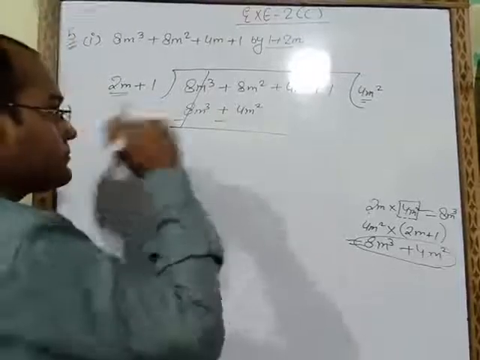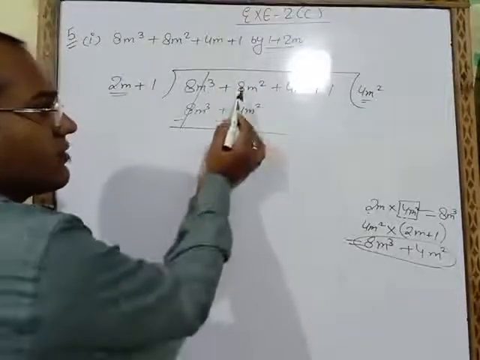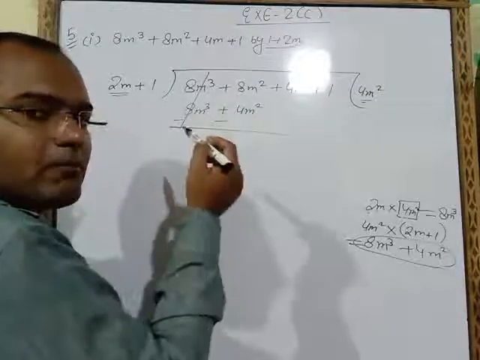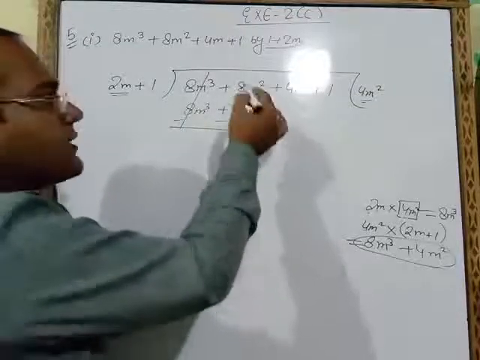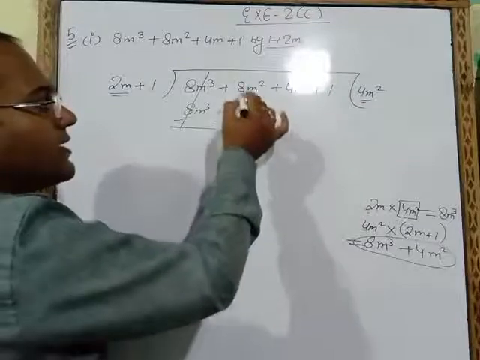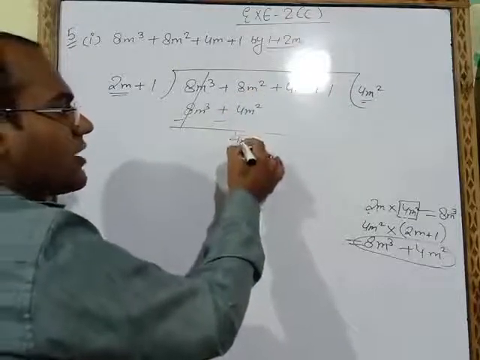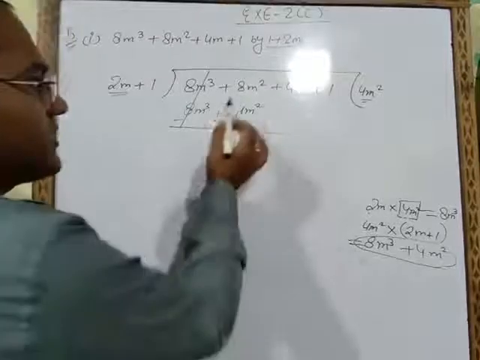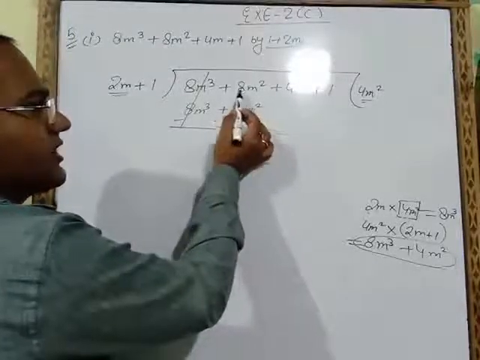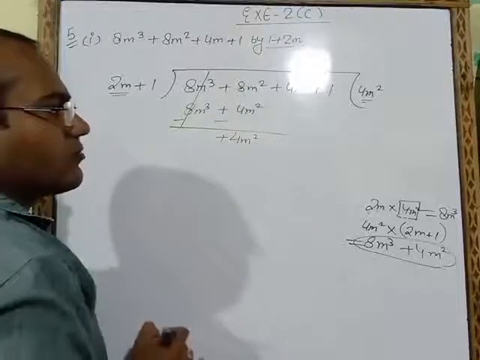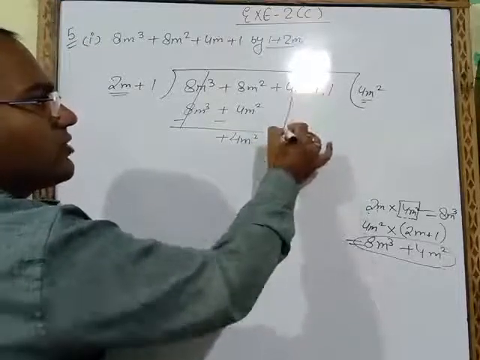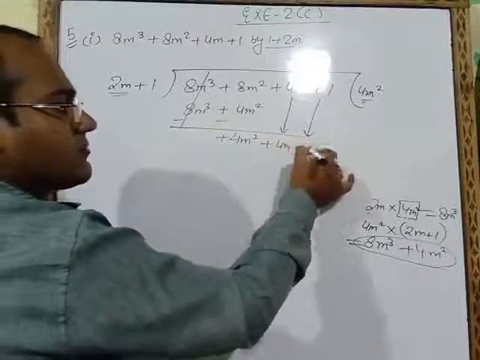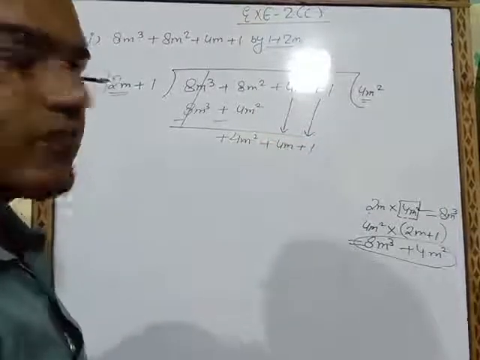Now this one we will solve. This is plus 8 and this is minus 4. Plus minus minus. So we will subtract them. On subtracting them we will get 8 minus 4, 4m square. But we have to put the sign of the greater number. Which one is greater? Larger number. Larger is 8. 8 is plus. So here we have to put plus sign. Now remaining both terms we will bring down. Plus 4m plus 1. Now in the next step what you have to do?